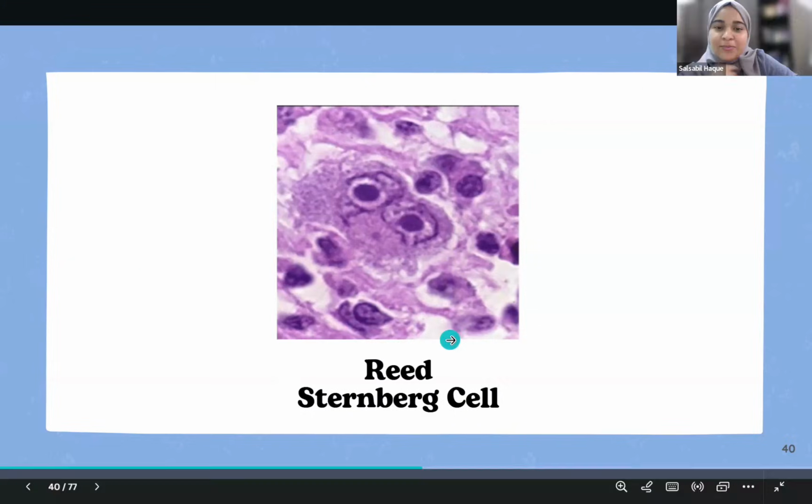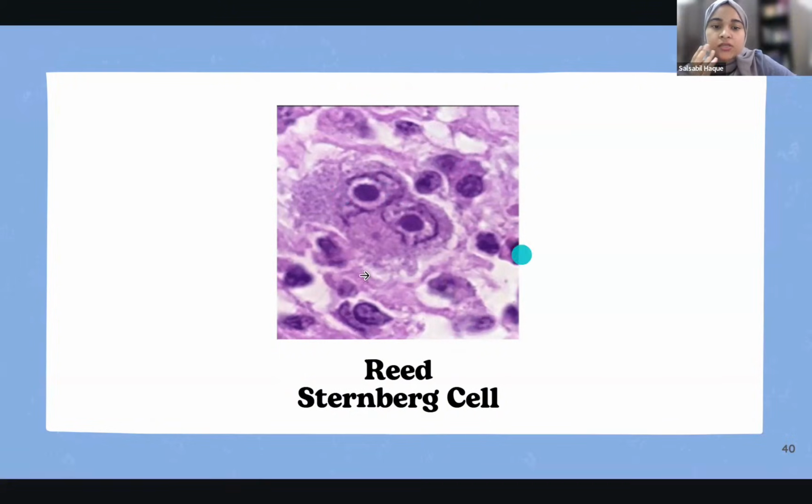So it was supposed to be an animation, but it didn't work. So this is very commonly known as a Reed-Sternberg cell. What disease do you see this in? Hodgkin lymphoma. Perfect. And another question: what markers are positive in Reed-Sternberg cells? It's going to be CD15 and CD30.